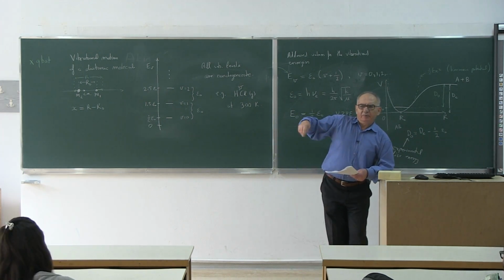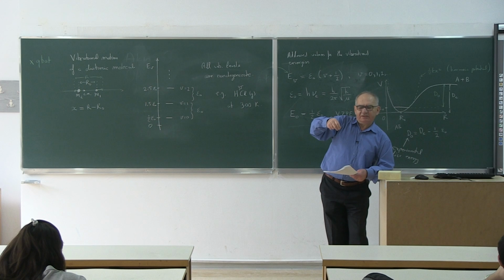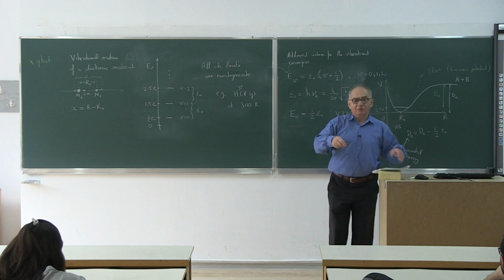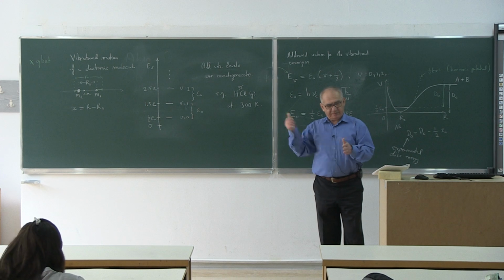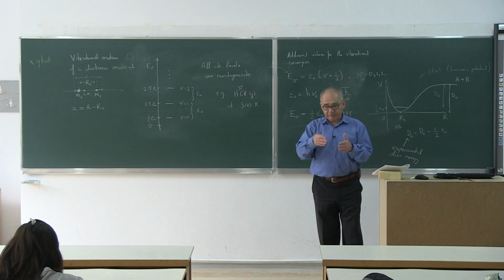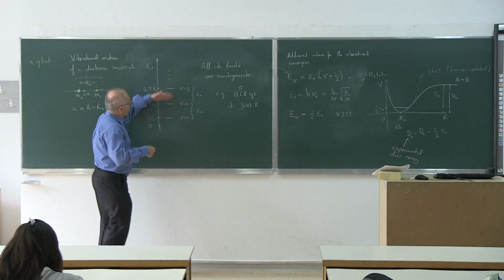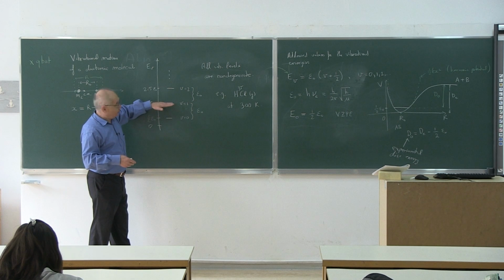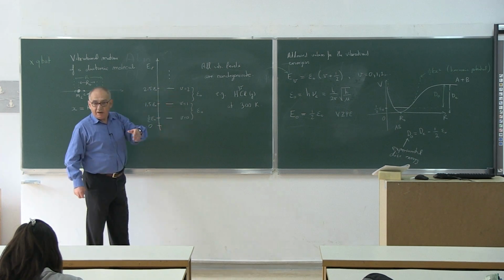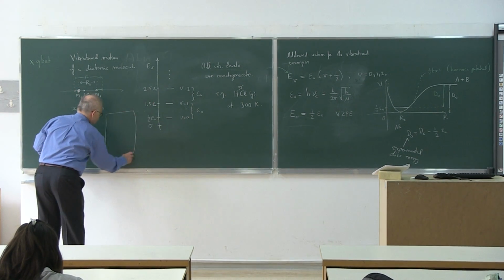Previously, we have considered such a sample and examined the populations of the rotational energy levels at 300 Kelvin. This time, we are asking what are the populations of the vibrational levels. These are all the allowed vibrational energy levels here. So we have a sample, a macroscopic sample.